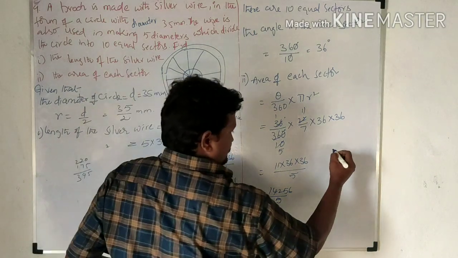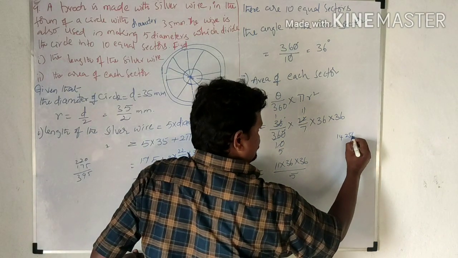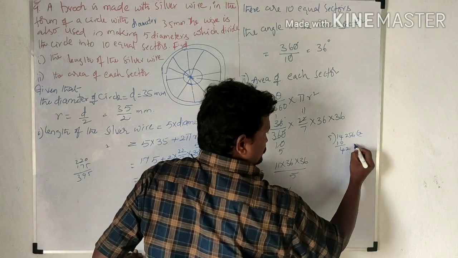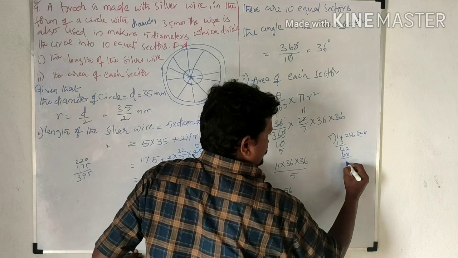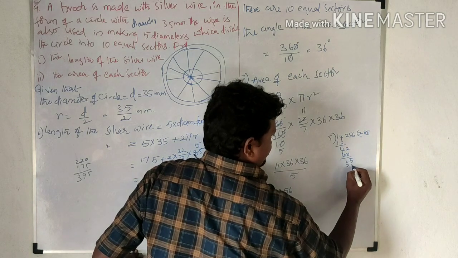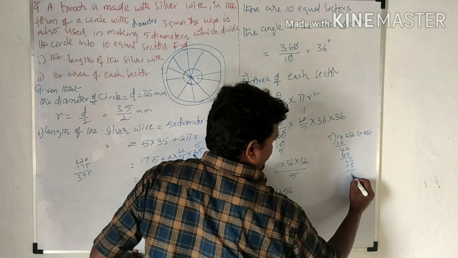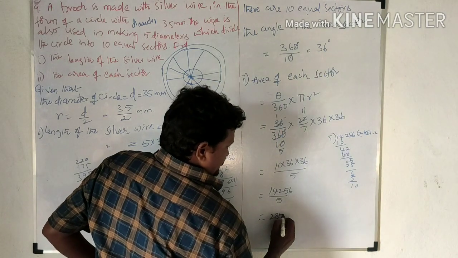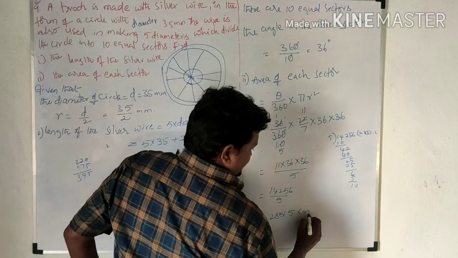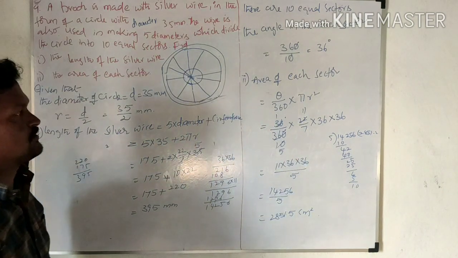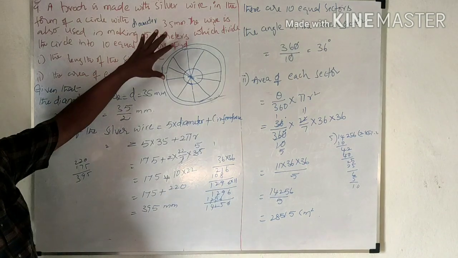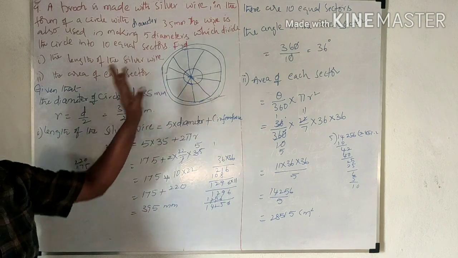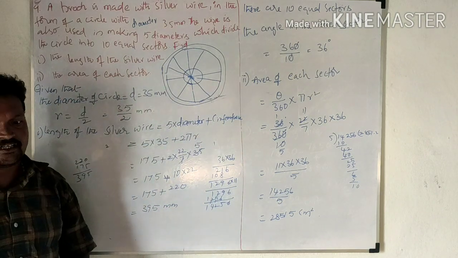You have to divide 14256 by 5. 5 2s are 10, it will be 4, 2, 5 8s are 40, 2, 5 5s are 25. Next 6, 5 1s are 5, then the decimal. That is 2851.2 centimeter squares. Like this, the problem is very small, but if you understand the question properly, you can solve. Okay, now let us solve the 10th question.